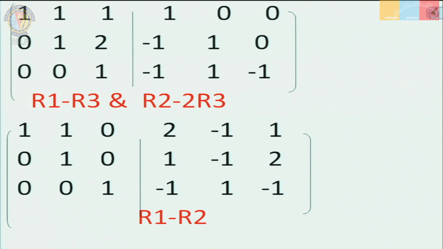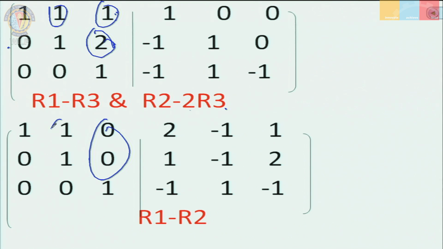Now replace R1 by R1 minus R3, and R2 will be replaced by R2 minus 2R3. This becomes 0, you want this one also to be 0, and this one also to be 0. R1 has been replaced by R1 minus R3, so that this will be 0, and then you multiply R3 by 2, then subtract it from R2, you will get 0 here, and again from here you subtract, you will get 0, after applying these two operations.